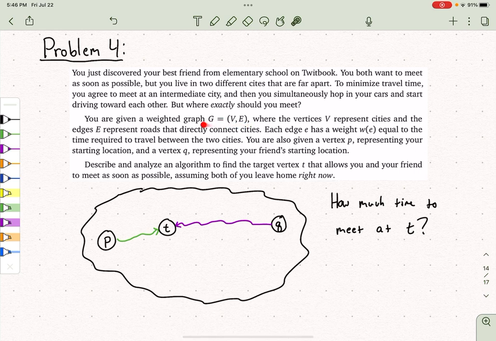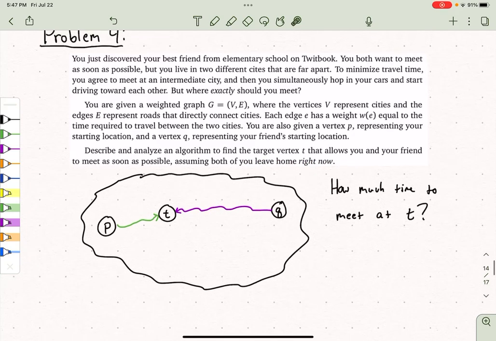So in this problem, you're given a graph, which is modeling the cities and roads between the cities, and each edge has a weight, which is the time required to travel between those two cities. So very standard example, it's basically a Google Maps turned into a graph. Now in this problem, you start at vertex P and your friend starts at vertex Q, and you want to find the intermediate node T that allows you and your friend to meet as soon as possible, assuming you leave immediately. So there's no delay in your leaving times.